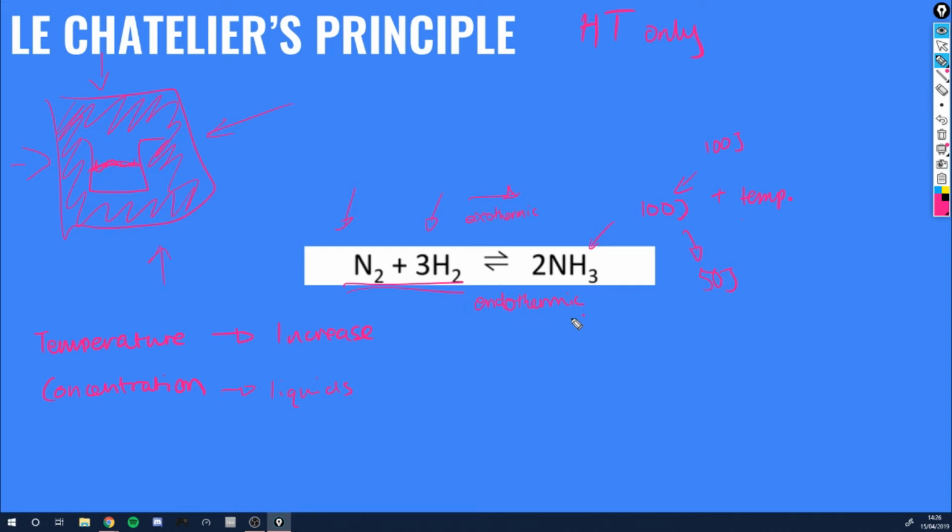Now, if you decrease the reactants, there will be more reactants formed by going through the backwards reaction because of the dynamic equilibrium.